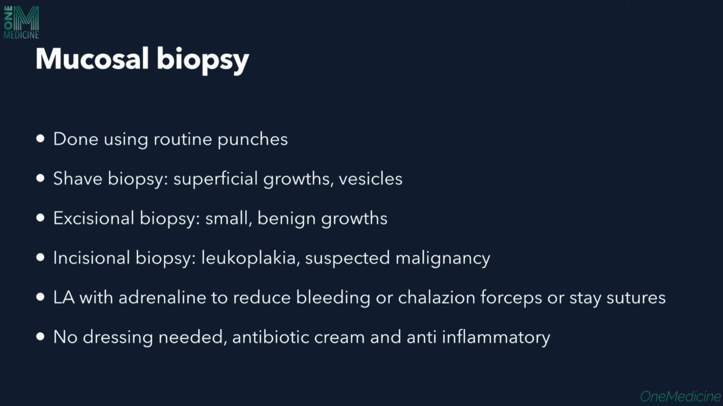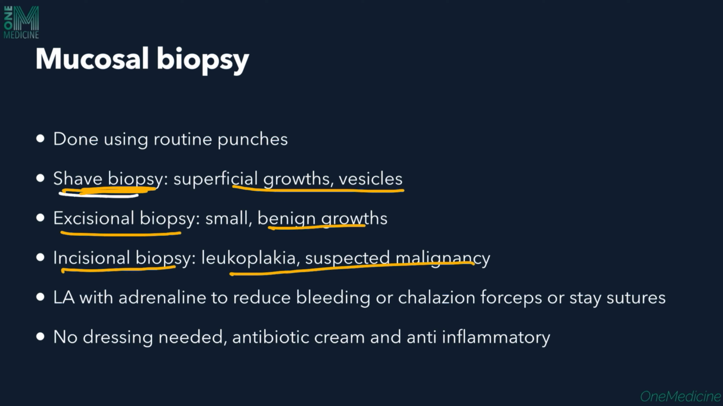Mucosal biopsy, just like how you do biopsies on skin, mucosal biopsies also can be done. Example, in the oral mucosa, you do shave biopsy if it is a superficial growth or vesicles. Excisional biopsy can be done for small benign growths. Incisional biopsies for leukoplakia and suspected malignancies. Local anesthesia with adrenaline is again used here to reduce bleeding. Also, excision forceps can be used, and sutures can be used to reduce bleeding for oral biopsies.